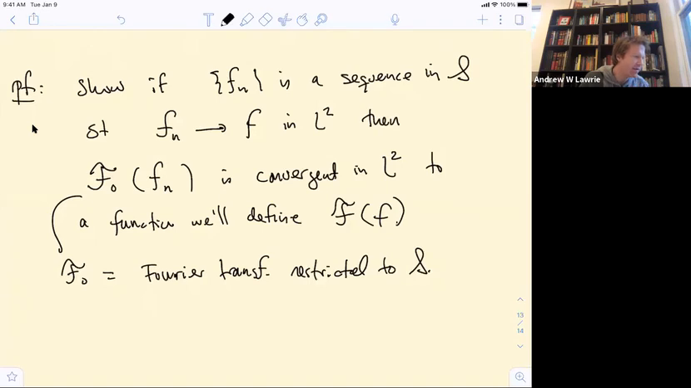And maybe I should just say that this is a manifestation of a more general principle: if you have a linear transformation on a dense subset of a Hilbert space, then there's a unique extension of that linear transformation to the whole Hilbert space. So we can do this explicitly in L2, but it's also a consequence of some more general Hilbert space theory as well.